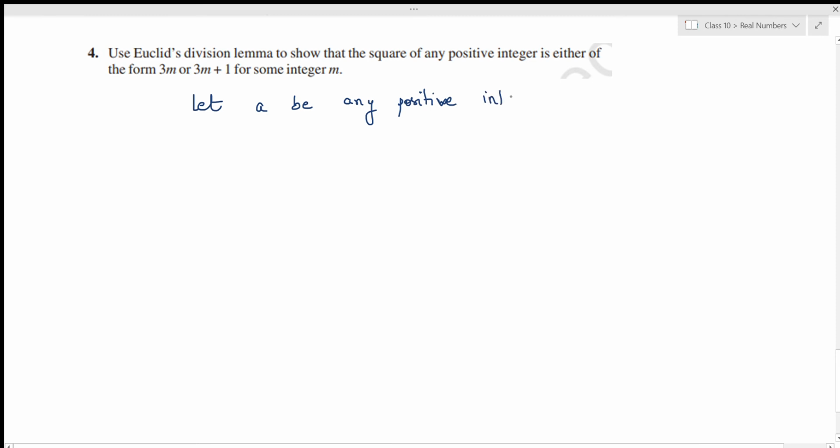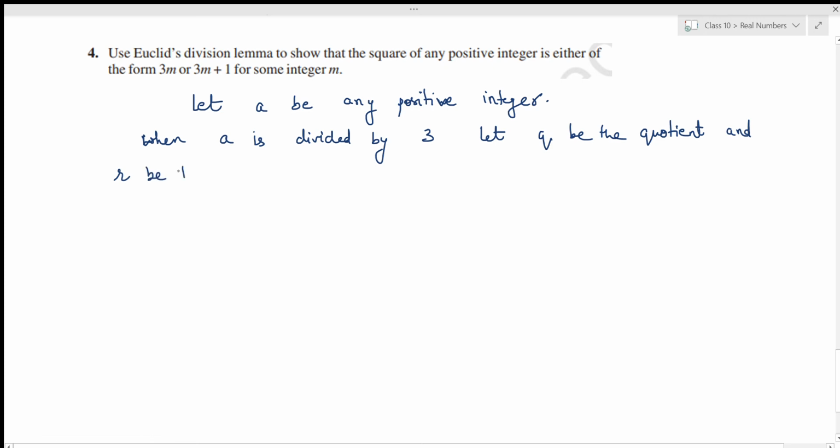Let a be any positive integer. Same step we'll do. Now when a is divided by 3, this is what Euclid's lemma is. I'm just writing it like that. When a is divided by 3, let q be the quotient and r be the remainder.